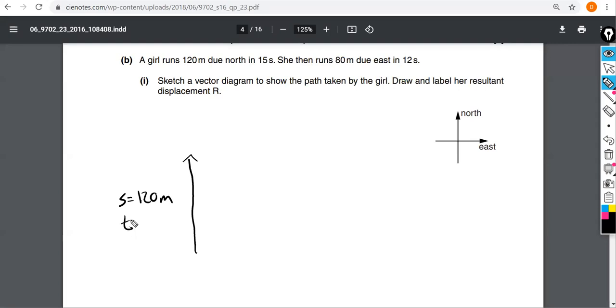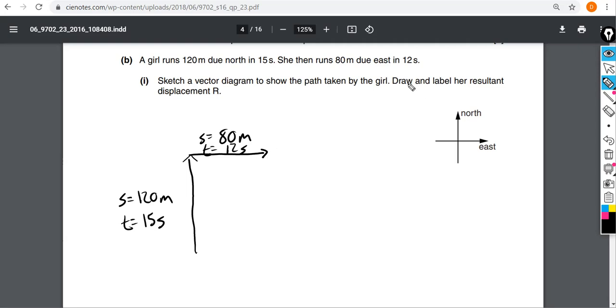And I'll also put the time that it took, 15 seconds. I like to keep track of it like that. It then says she went due east. So I'll make this one a little bit shorter as it's only 80 meters. And so here's the second leg of the trip, 80 meters. And so you can see what I'm looking at. The time is 12 seconds for that. So 120 meters due north in 15 seconds, turning right, going 80 meters in a time of 12 seconds.